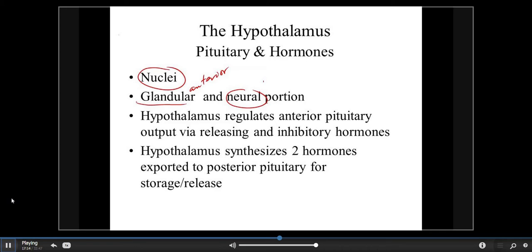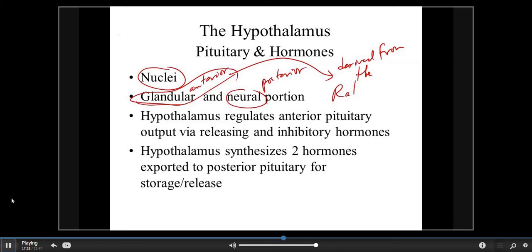This part, in terms of embryology, is derived from what's known as Rathke's pouch, which is a derivative of one of your primary germ layers known as the ectoderm. Neural portion obviously is derived from neural tissue. This is the posterior part of the pituitary. Now, here are the basic functions of the hypothalamus. Regulates anterior and posterior output via releasing and inhibiting hormones.